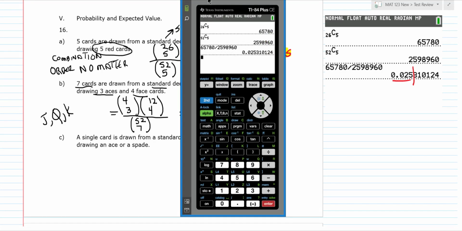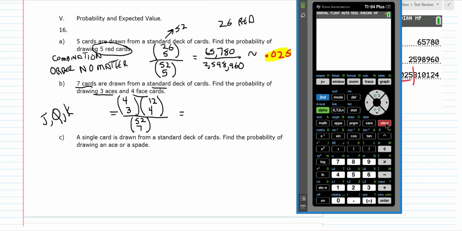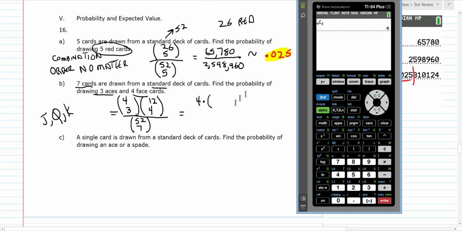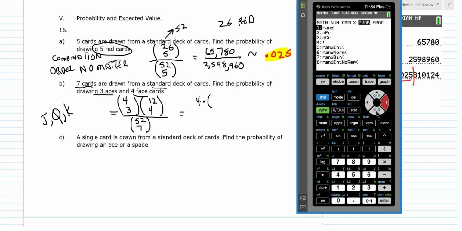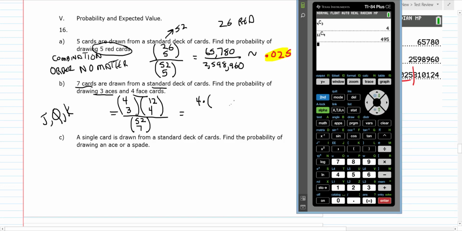Again, we'll do this on the calculator. I'm just going to do them one at a time. 4 combination of 3 at a time. So that gives 4 there. There are 4 aces, and we're drawing 3. Then I'm going to do 12 math probability combination 4 at a time, 4 face cards. So there are 495 ways to get that.